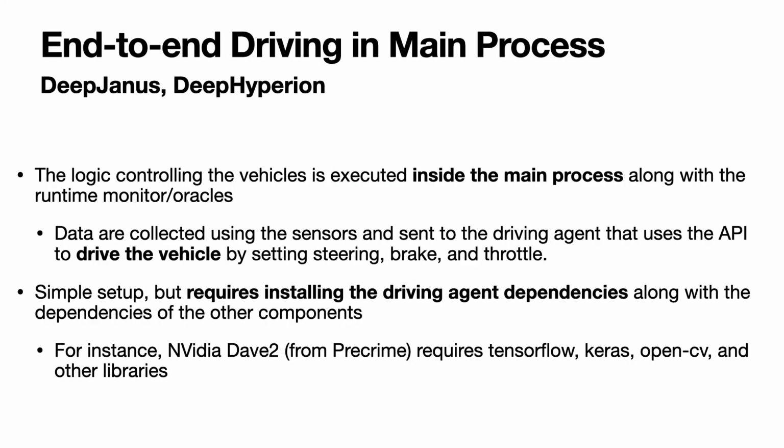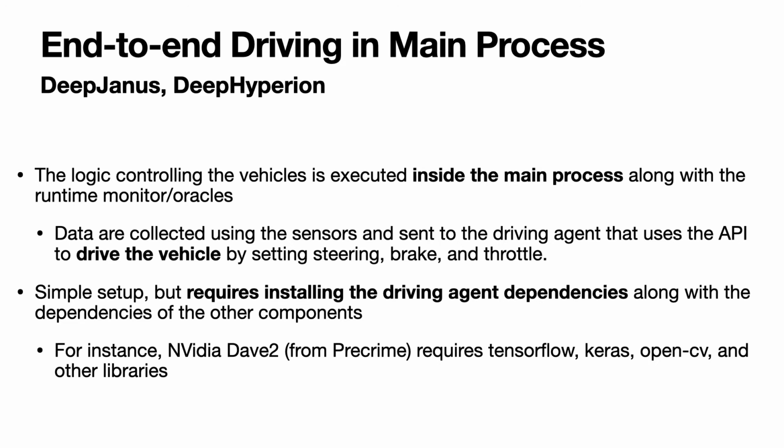Another way is that you run code, for example an actual driving agent that will receive camera images and other data, and then compute the control commands. To do this, you can run this code within the main process, or the main loop. And this is what DeepJanus and DeepHyperion tools, for example, do.